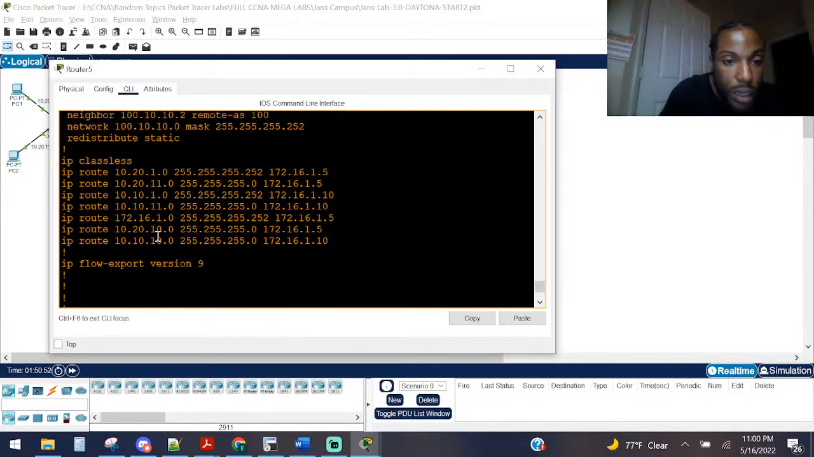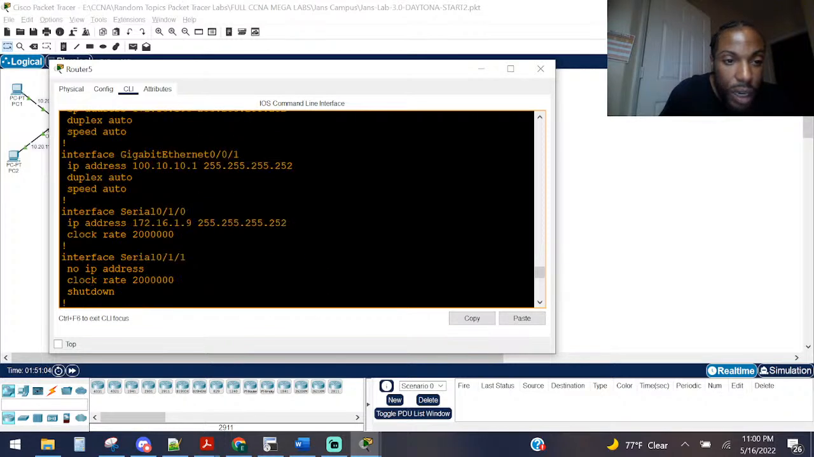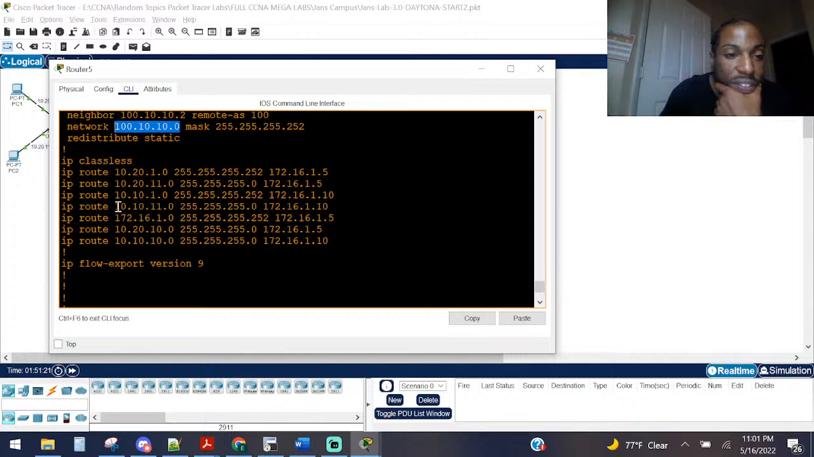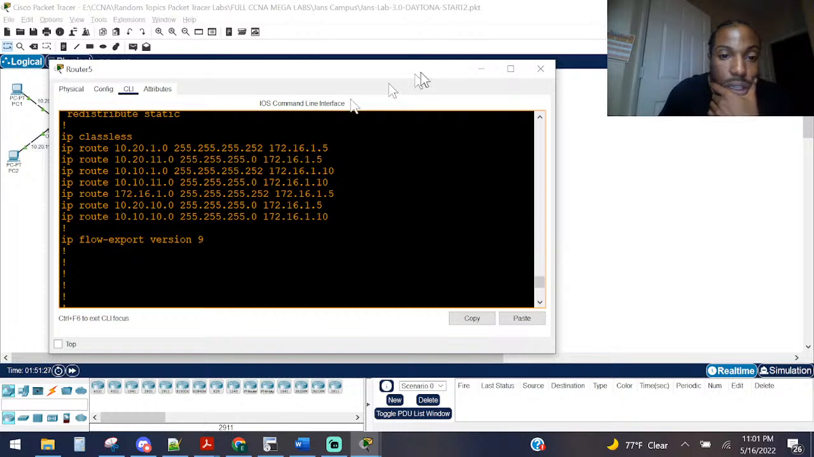Then we tried adding the static route, but that wasn't it. We're redistributing the static routes into BGP. That's good. We needed to advertise the... See, router 5 knows how to get to those PCs, but they don't know how to get to anything past router 5. That's the only problem, man. I can't call it, y'all.